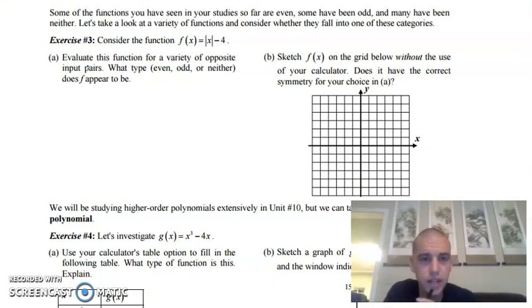So I want you guys to take your time and pause the video and do exercise number 3. It says, actually you can skip A, but I want you to do B. Sketch f of x equals the absolute value of x minus 4. You shouldn't need your calculator because you know what transformation this is. And then tell me if it is even, odd, or neither. So pause the video.